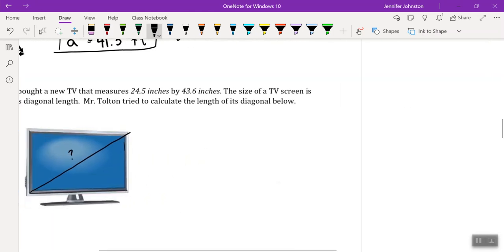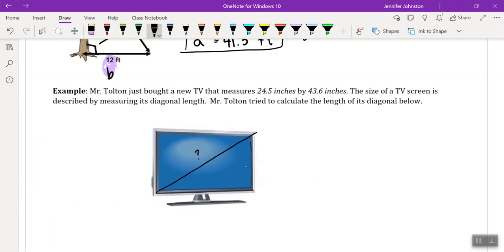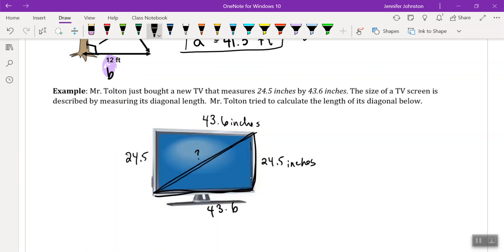All right, so let's calculate the diagonal. Since this is the length, we have 43.6 because that's the longer side, in inches. And this one's our 24.5 inches. Will we be adding or subtracting here to find the hypotenuse? Don't forget this is also 24.5 and this is also 43.6. So it looks like we're going to be adding.